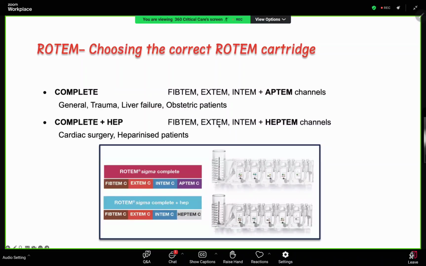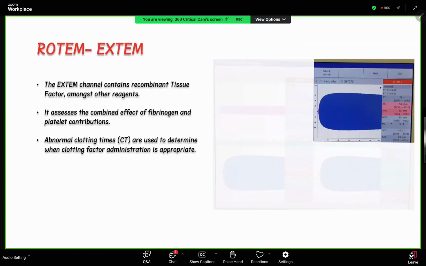So FibTem, ExTem, InTem, and HepTem. You look at the heparin effect in this type of cartridge, the bottom one, but the top one does not give you a heparin effect. So if the patient is on heparin or is being anticoagulated with heparin, then you have to choose this cartridge and use this. And if the patient is not on heparin, then you have to use this cartridge or use this interpretation. So this is all technical things. Whatever cartridge or machine you use, it varies depending on that.